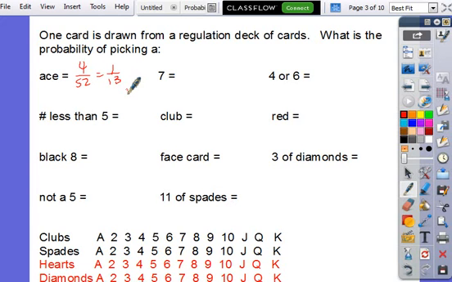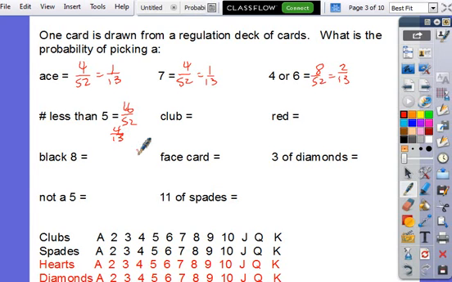Simplify it. 7. Well, there's 4 of those. Same deal. A 4 or a 6. Well, there's 4 4s and 4 6s, so that's 8 total. All right. A number less than 5. Remember, we're counting aces as ones. So less than 5 would be those 4, those 4, those 4, and those 4. That's a total of 16 over 52. Simplify and get the 4 over 13.